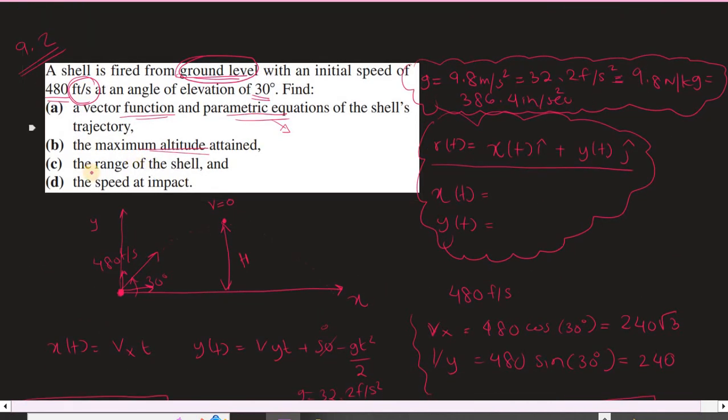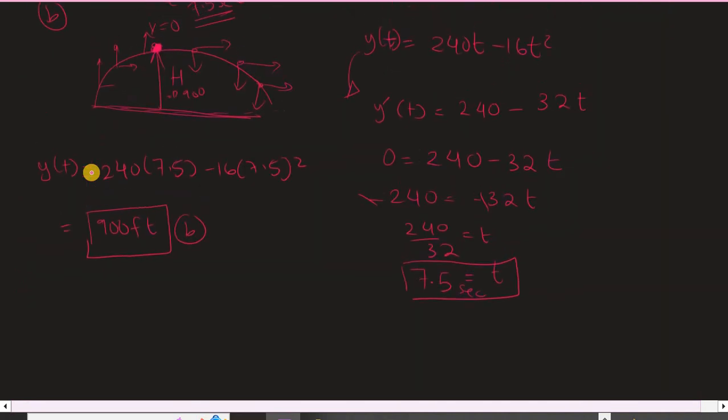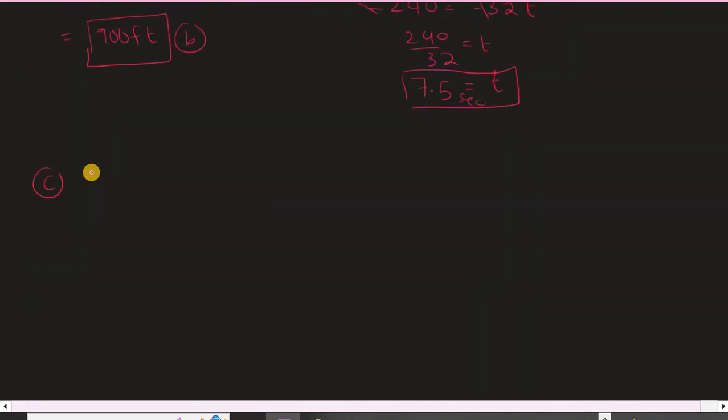So part C says the range of the shell. What does that mean, the range of the shell? Okay, let me explain what the range of the shell is. When it was launched, the distance that it traveled from its starting point to the end point, this is the range. So we're looking for the total horizontal distance that the object has covered.